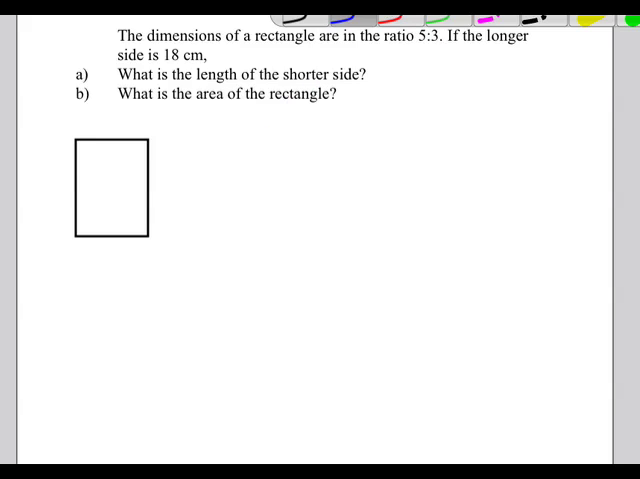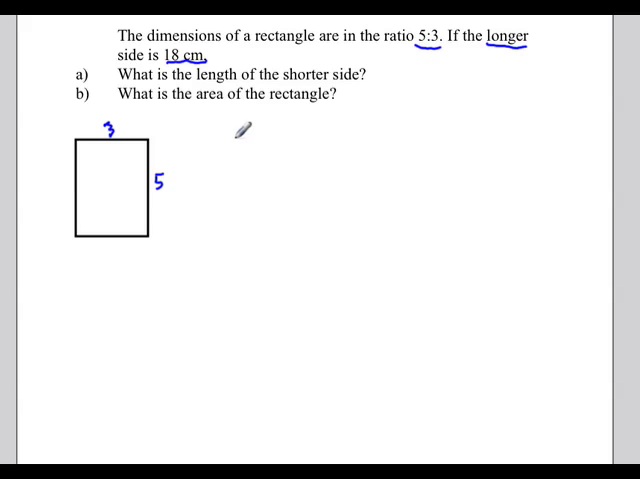Now for this question here, we're given that there's a rectangle and the sides are in the ratio of 5 to 3. Now the longer side is 18 centimeters. So here, this is going to be the side that's going to be in the ratio of 3, and this longer side is going to be 5. Now this is how they're going to be proportional to one another. So we're going to use this information to figure out the actual width of this rectangle.